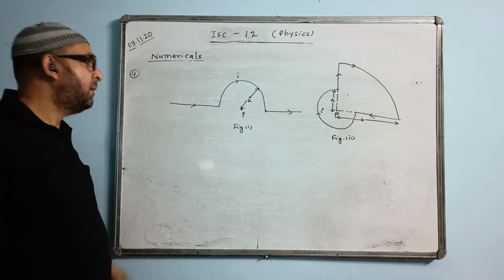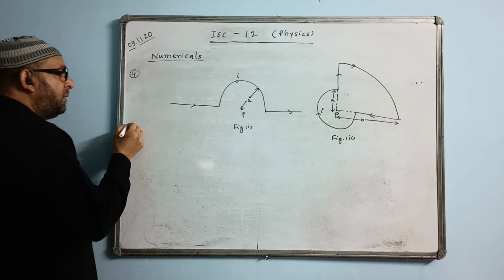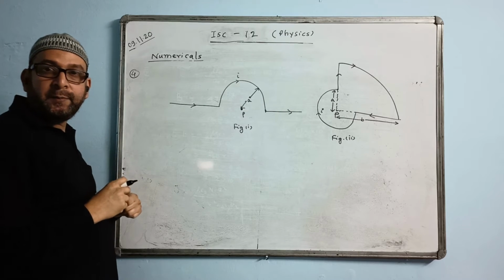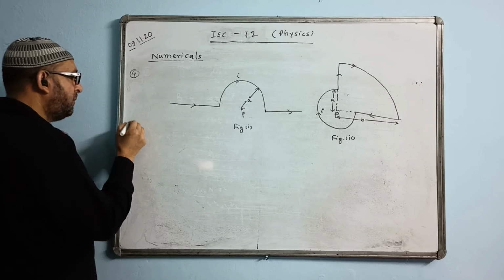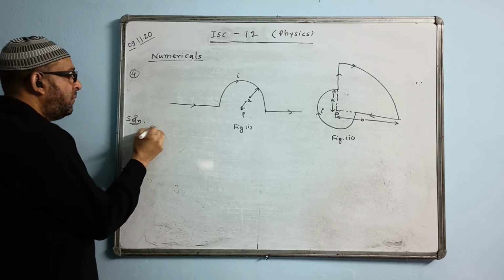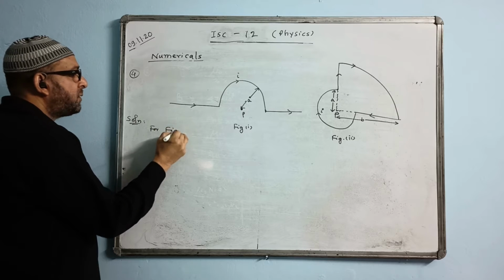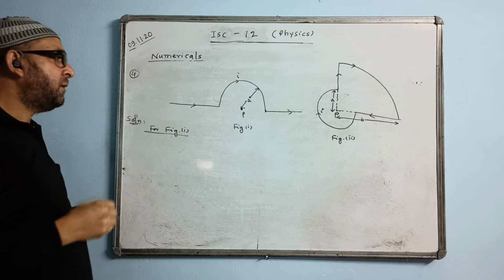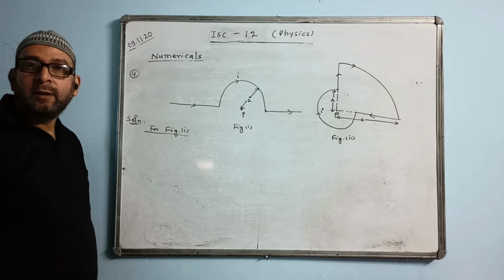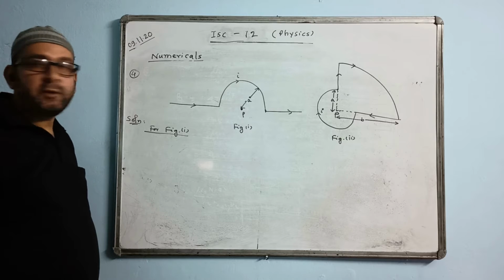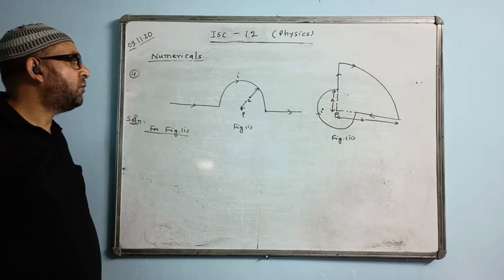There are two figures given, and they are asking to find the magnetic field at the point P. Okay, now we are finding the solution. For figure 1 we will do at first, and then we will do for figure 2. One by one we will do. Though the figure looks quite complicated, the solution is very easy. So I will show how we can do.